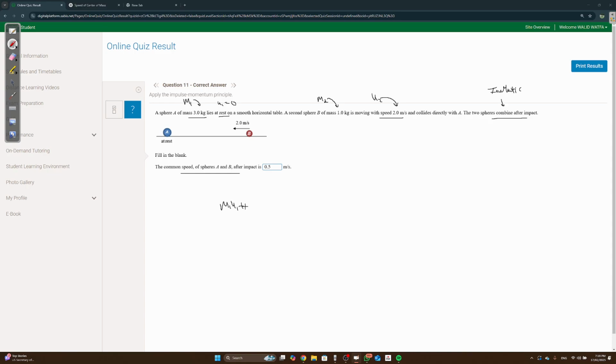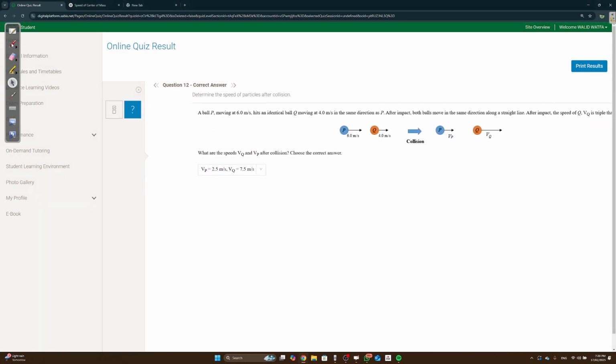M1 U1 plus M2 U2 is equal to M1 V1 plus M2 V2. Don't forget to take a positive direction. Take the right as the positive direction. So M1 is 3, and U1 is 0 because it's at rest. M2 is 1 kilogram times U2, which is negative 2. Why is it negative 2? Because we're taking the right to be the positive direction. This is equal to M1 V1. Since it's an inelastic collision, they move with the same speed, so V1 and V2 can be rewritten as V. M1 is 3 times V, plus M2, which is 1 times V as well. So you get 4V is equal to minus 2. V is equal to minus half, which is minus 0.5 meters per second, which they took as the speed, so they took the positive answer.